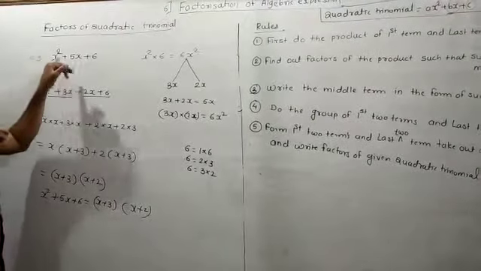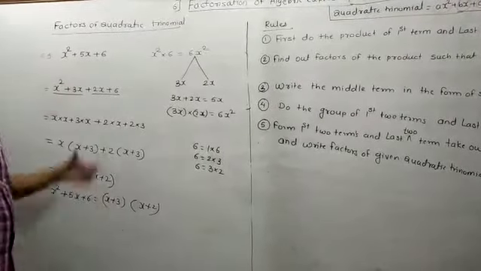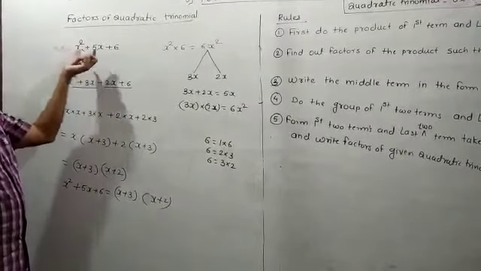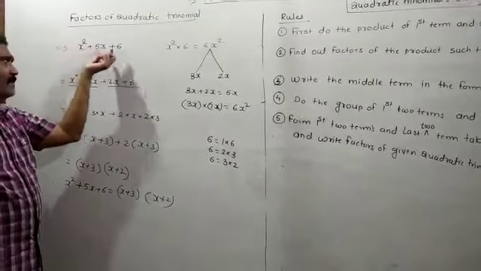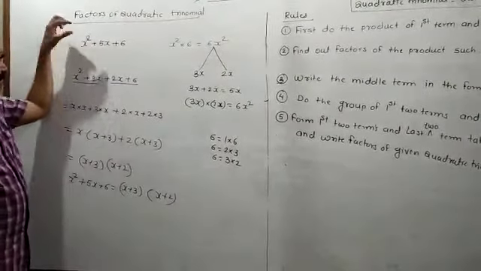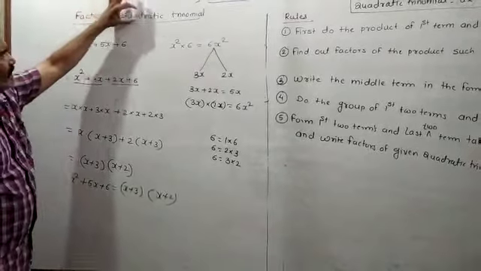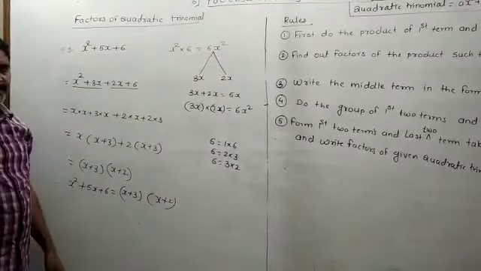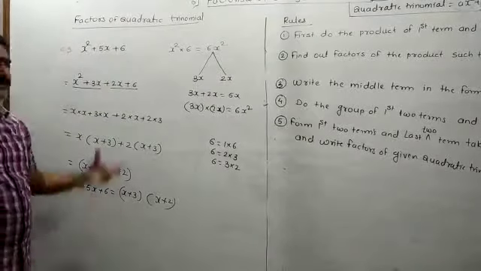Why do you say this is a trinomial? Because this is a type of polynomial, and it has three terms. This one is the first term, second term, third term. So this is called a trinomial. Quadratic means the highest index of the variable is 2. So you have to say that this is the quadratic trinomial. So this holds three terms. You have to factorize this quadratic trinomial.